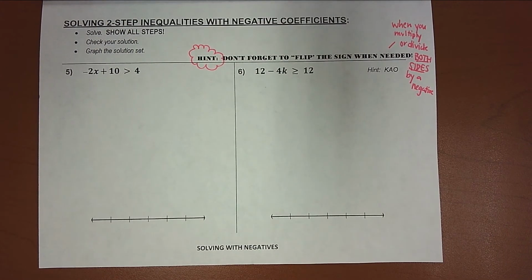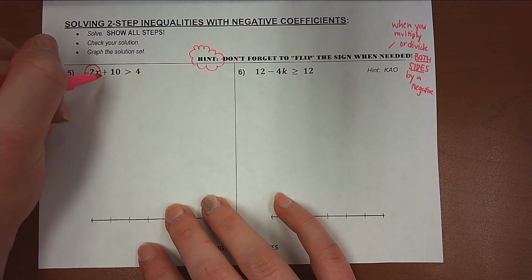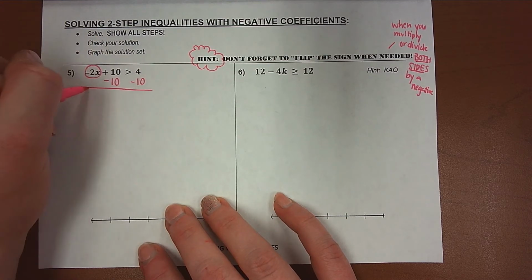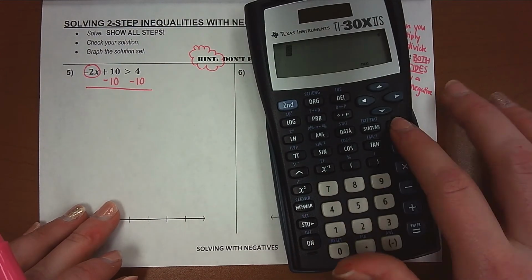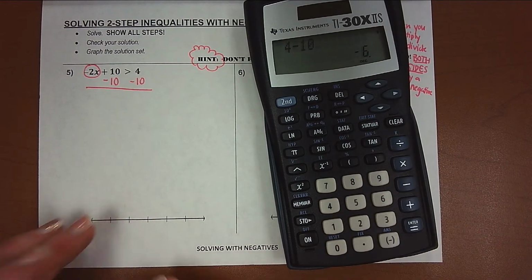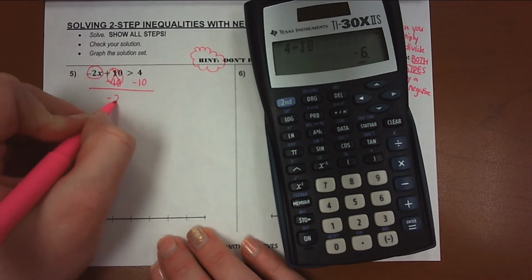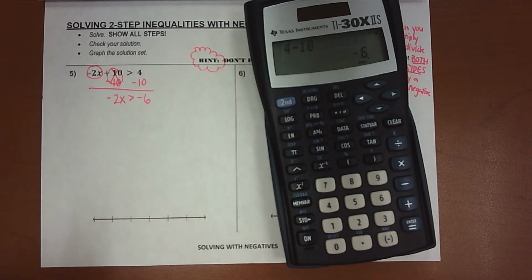So solving two-step inequalities, negative 2x plus 10 is greater than 4. I'm going to try and isolate my variable term by using inverse operations. The inverse of adding 10 is subtracting 10. And if I do it to one side of the inequality, I'm going to have to do it to the other. 4 minus 10 is negative 6. 10 minus 10 is 0, so that cancels out, and I'm left with negative 2x is greater than negative 6.